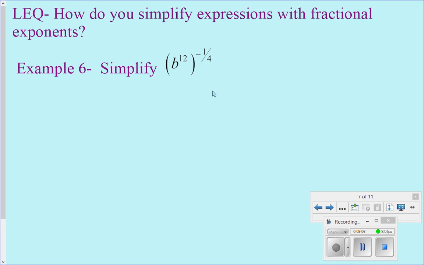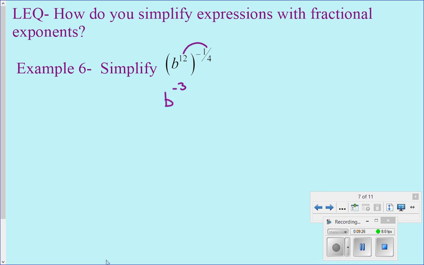So next one, once again, we can either use the radical approach or we can use the multiplying exponents approach. And some problems one might be easier, and some problems another approach might be easier. Personally, this one I think is easier if you multiply. So 12 times -1/4 gives us -3.